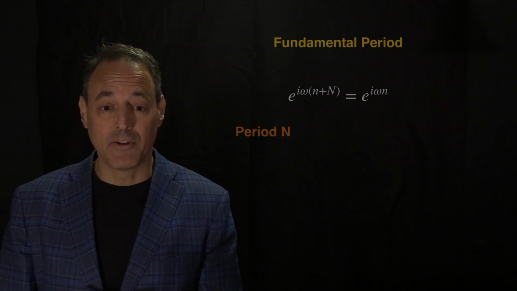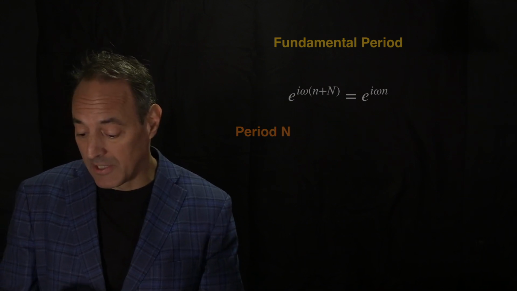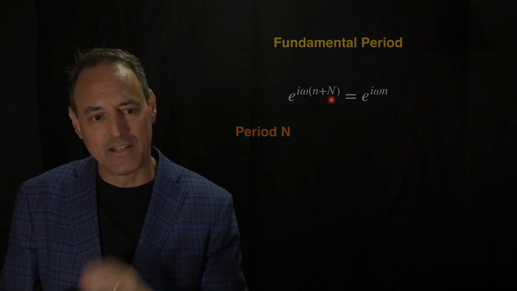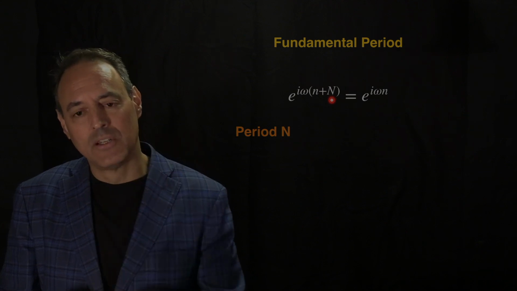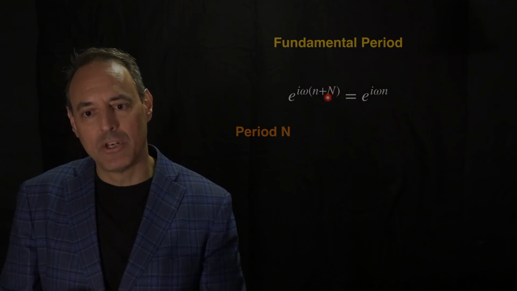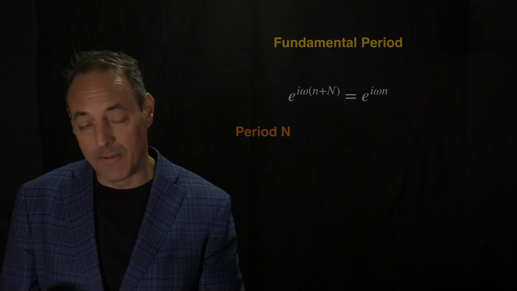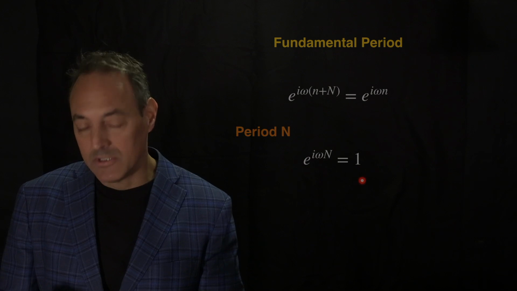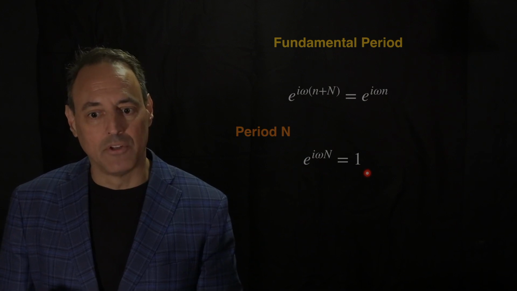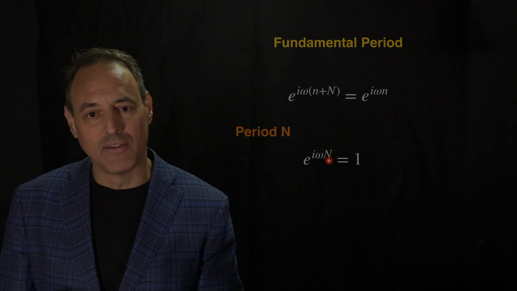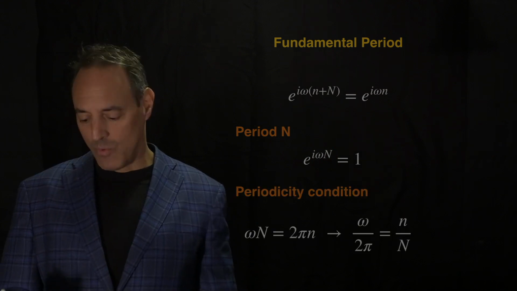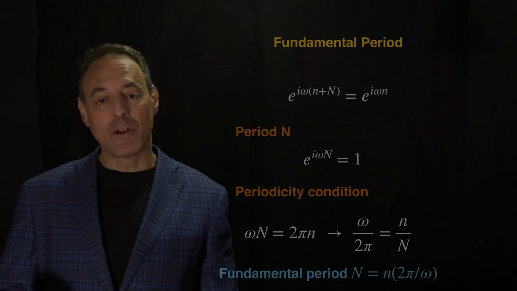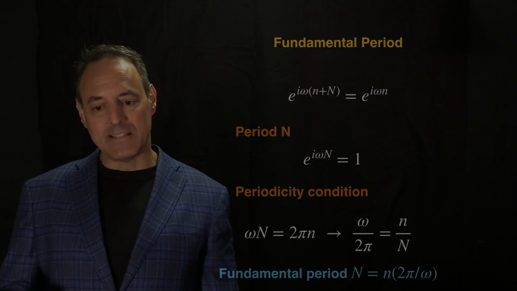So let's calculate the fundamental period of this. Same kind of calculation. You have e to the i omega (n plus N). So let's say N is going to be our number of shifts, and we want to ask how many shifts I do to get back to the original signal. So period N is there. So I have to have this condition here: e to the i omega N is equal to 1. And of course we know that if this is 2 pi, then we'll have our periodicity condition. So there it is. And so we have a fundamental period when N is equal to n times 2 pi over omega.